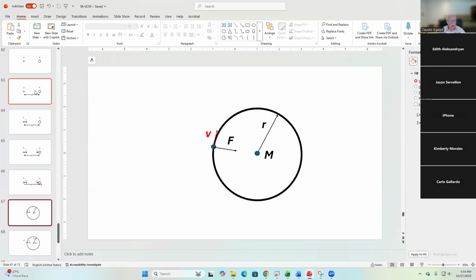Suppose that we have this very small mass orbiting a larger mass, which is the case of satellites orbiting the Earth, for instance. And let's assume that those orbits are circular.